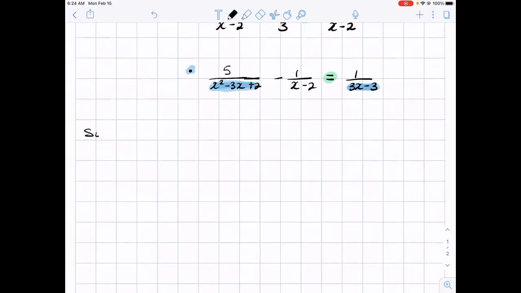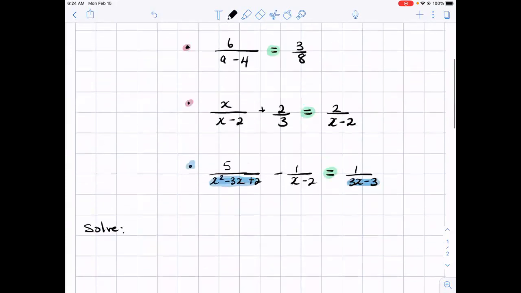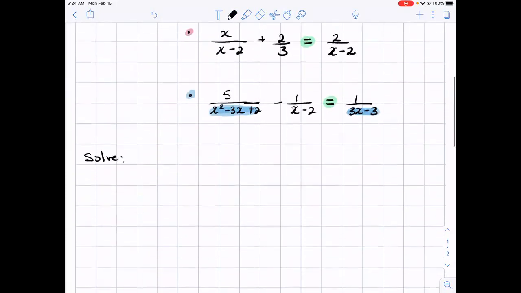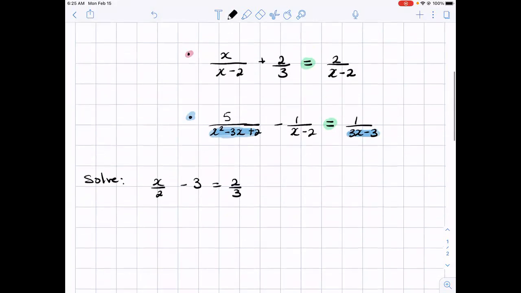So now we want to solve. The first one I will solve is my first example. x over 2 minus 3 equals 2/3. So x over 2 minus 3 equals 2/3.